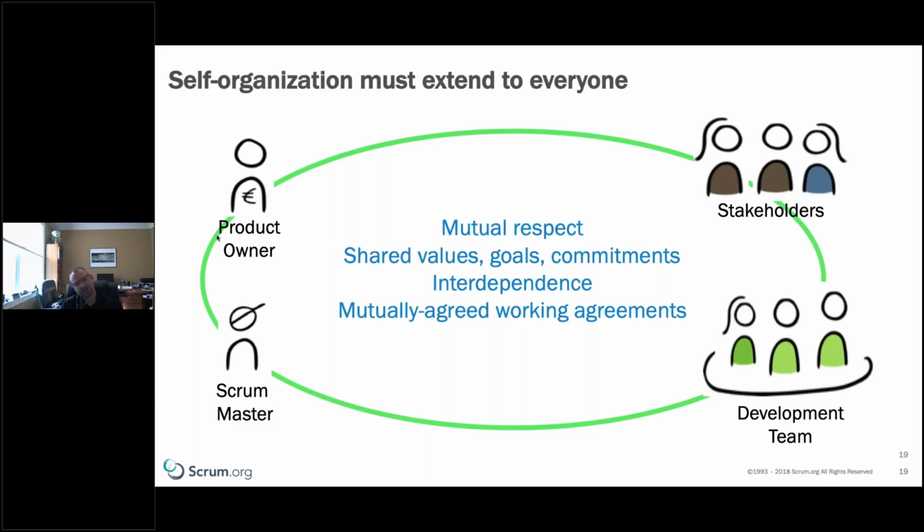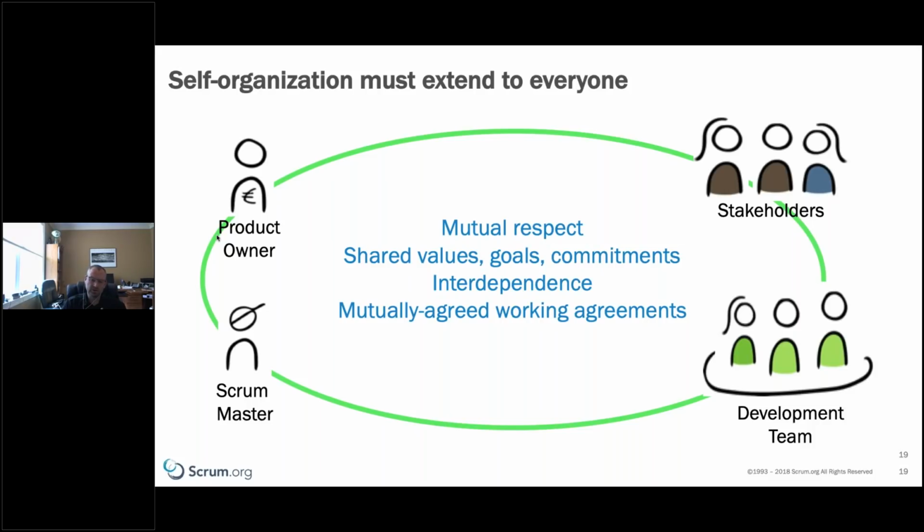And that self-organization has to extend to everybody. Our product owners need to be able to work with the stakeholders and decide who are the right people to work with and pull those in. But there needs to be that respect. There needs to be that respect of the product owner and the development team working with the product owner. The product owner needs to respect the stakeholders. The stakeholders need to respect the product owner and the scrum master and so on.